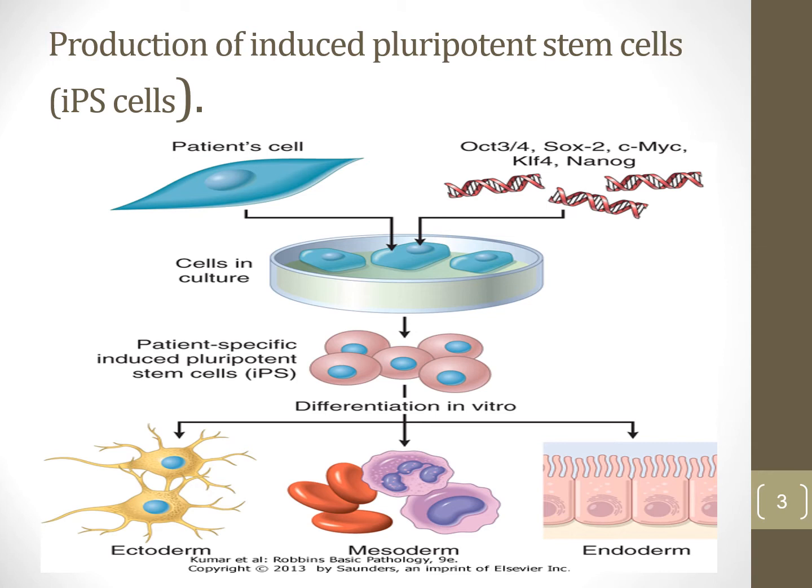Okay, so this is the process that we have been talking about. We have a patient cell that is adult and mature, and we have genes that are seen in embryonic stem cells. So we add those genes like OCT3/4, SOX2, c-MYC, KLF4, and NANOG to those cells. And once those cells take those genes, they will have some features of the stem cells. They are patient-specific induced pluripotent stem cells, and thus they can differentiate by certain induction factors into different types of cells.